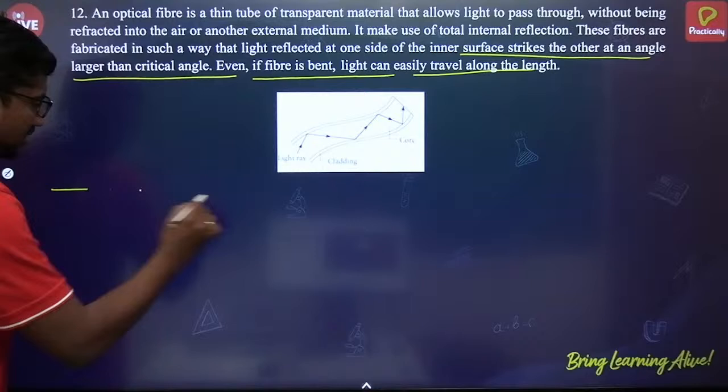So this is the incident light ray on the optical fiber, which will suffer multiple total internal reflections, just like that. This we call the core, and then the cladding will be here like this. So this is the light ray. This is the diagram over here.